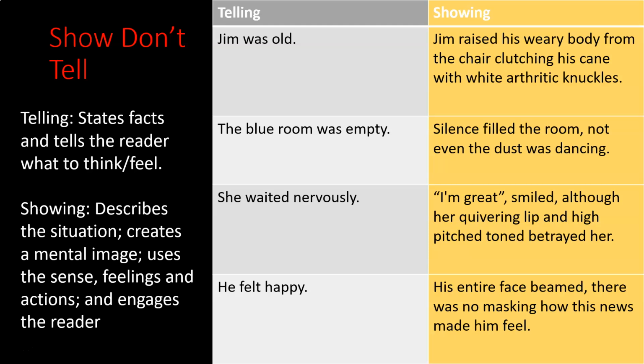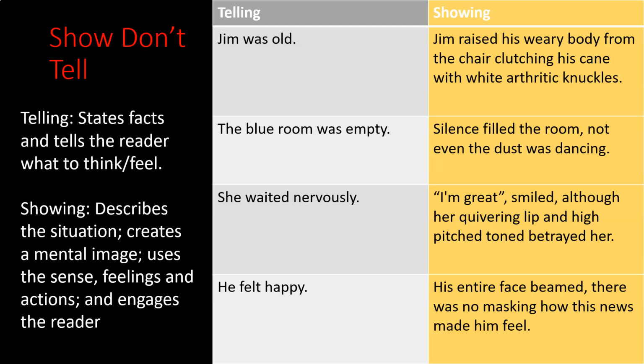She waited nervously. "I'm great," she smiled, although her quivering lip and high-pitched tone betrayed her. Again, now we can hear, we're used to hearing someone being like, oh, I'm great, and this falseness, and there's a sense of authenticity to that. This is what a person who is nervous would act like, and we can see her lips quivering, and we can hear the tone in her voice. We're using different senses here to create a much more vivid image.